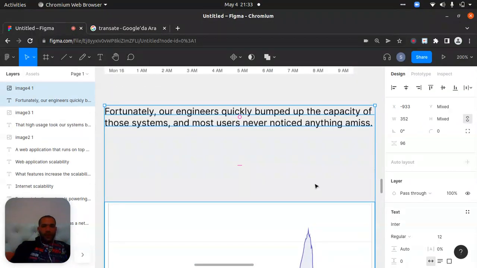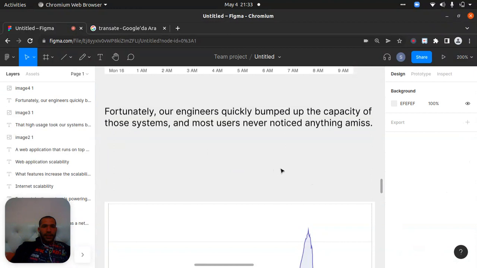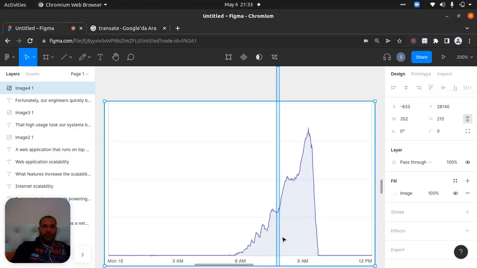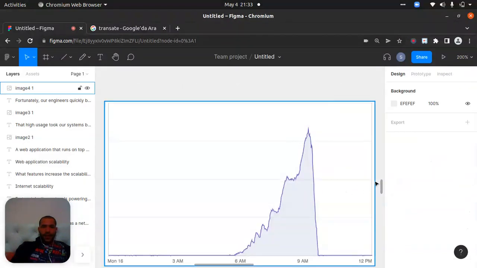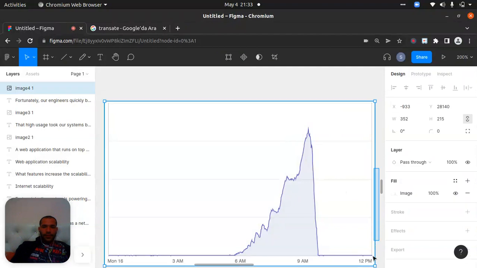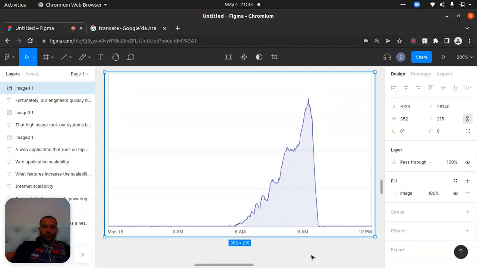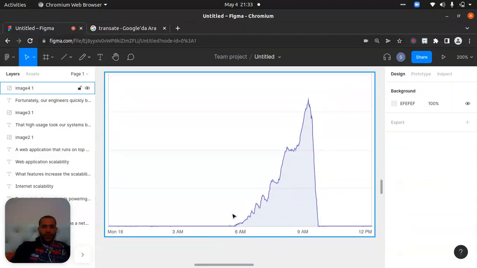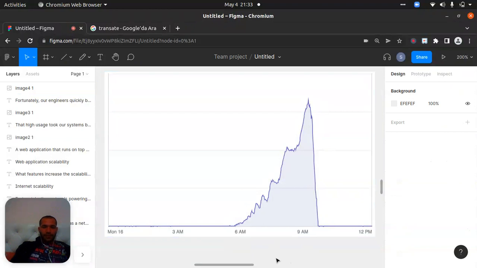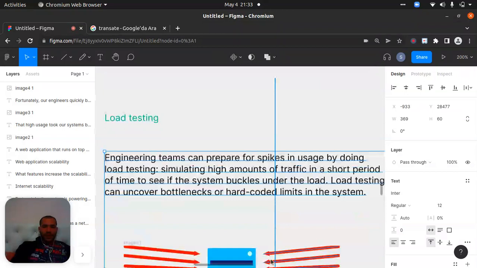You don't have scalability for that, and it will collapse your system, it will collapse your network servers. Fortunately, our engineers quickly bumped up the capacity of those systems, and most users never noticed anything. So, yeah, this is the point. This is what I'm saying. It's coming up, like here, the system collapsing.